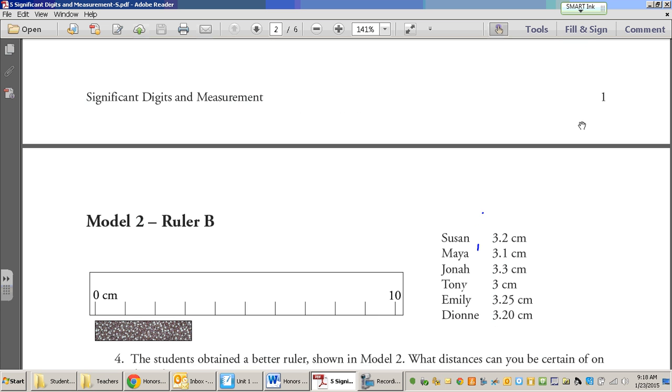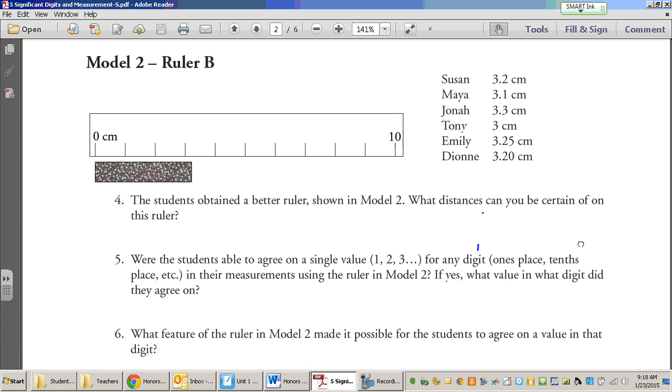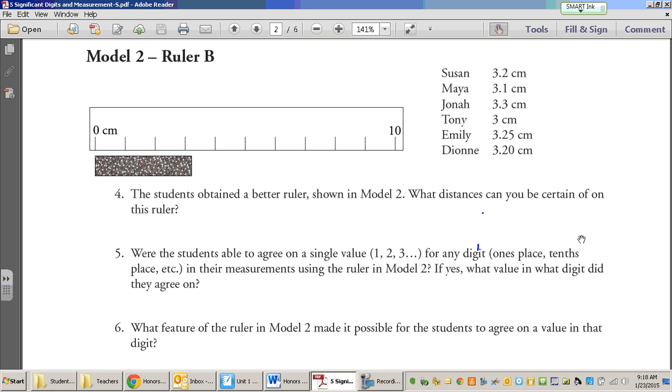So you guys go ahead with your buddy next to you. Start model 2, 4 through whatever. Try to get through 10. Okay, let's try to get through question 10.